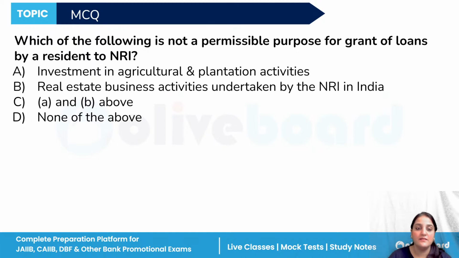The answer is both, because both investment in agricultural and plantation activities and the real estate business activities undertaken by the NRI in India are not permissible purposes for grant of loans by a resident to an NRI. So the correct answer is option C, that is A and B both.